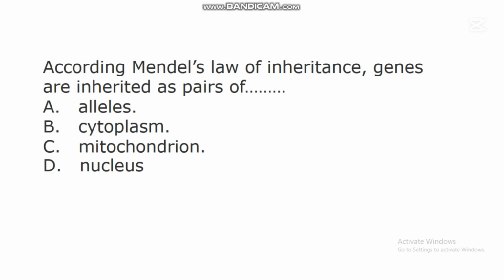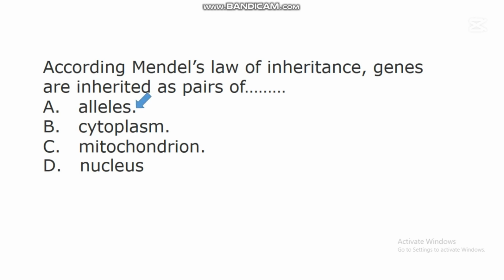The next question says, according to Mendel's law of inheritance, genes are inherited as pairs of dash. A. Alleles. B. Cytoplasm. C. Mitochondrion. D. Nucleus. In this question, the correct answer is A.